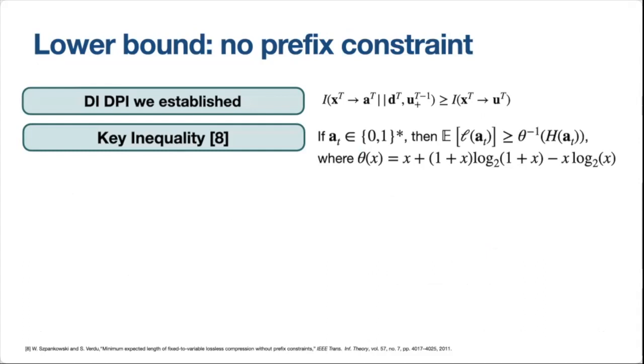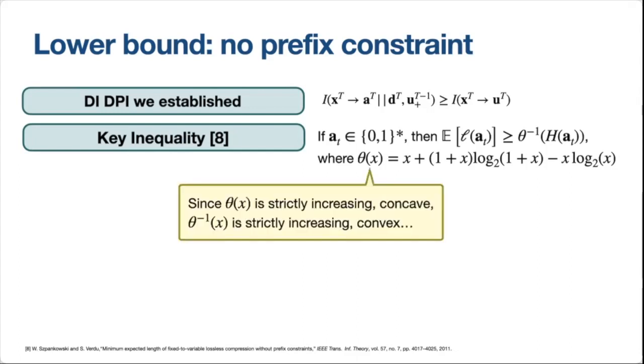Our lower bound follows from this key inequality, which is due to Szpankowski and Verdú, which says that if a sub t is a random variable whose range is a set of finite length binary strings, then its expected length is lower bounded by this particular function of a sub t's entropy. We don't have a closed form expression for this theta inverse function, but since we know theta is increasing and concave, we can prove that theta inverse is increasing and convex. We're going to need that later.